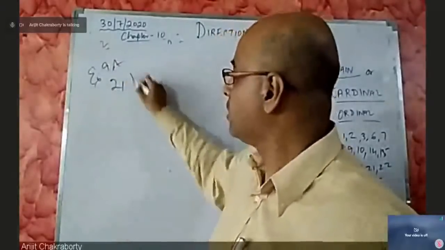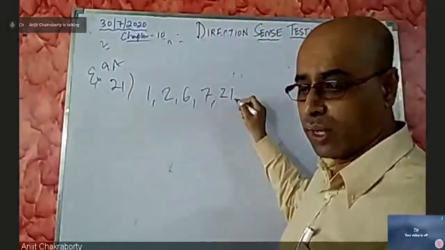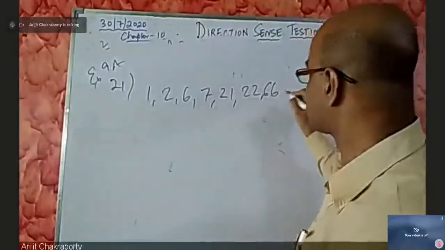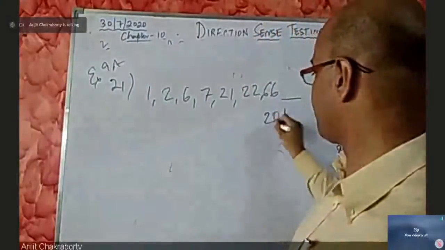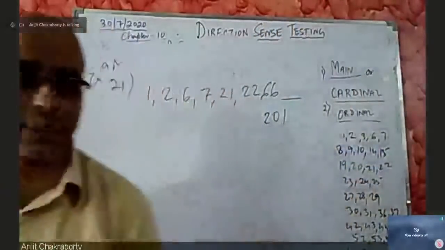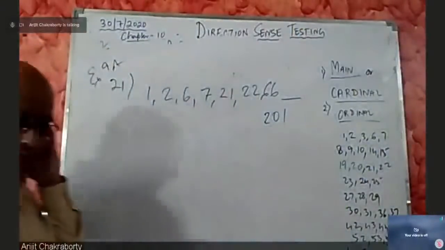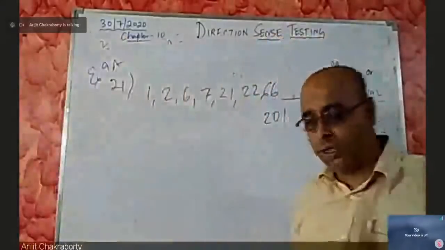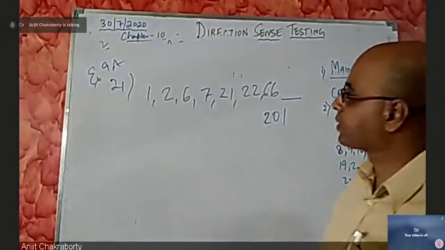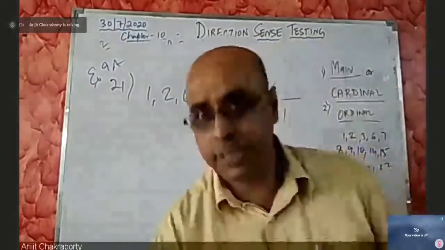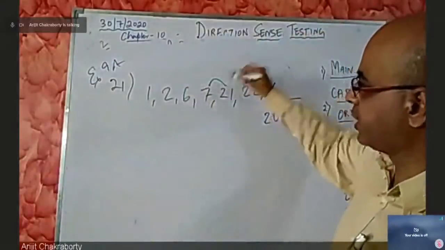The question is 1, 2, 6, 7, 21, 22, 66, then there is a gap and then you have 201. Sorry, 201. The question is, what is the rhythm? Right. Let's try and see the rhythm. What can be the possible order? Let's check. Okay. Please try to see the relation. 7 into 3 is 21.